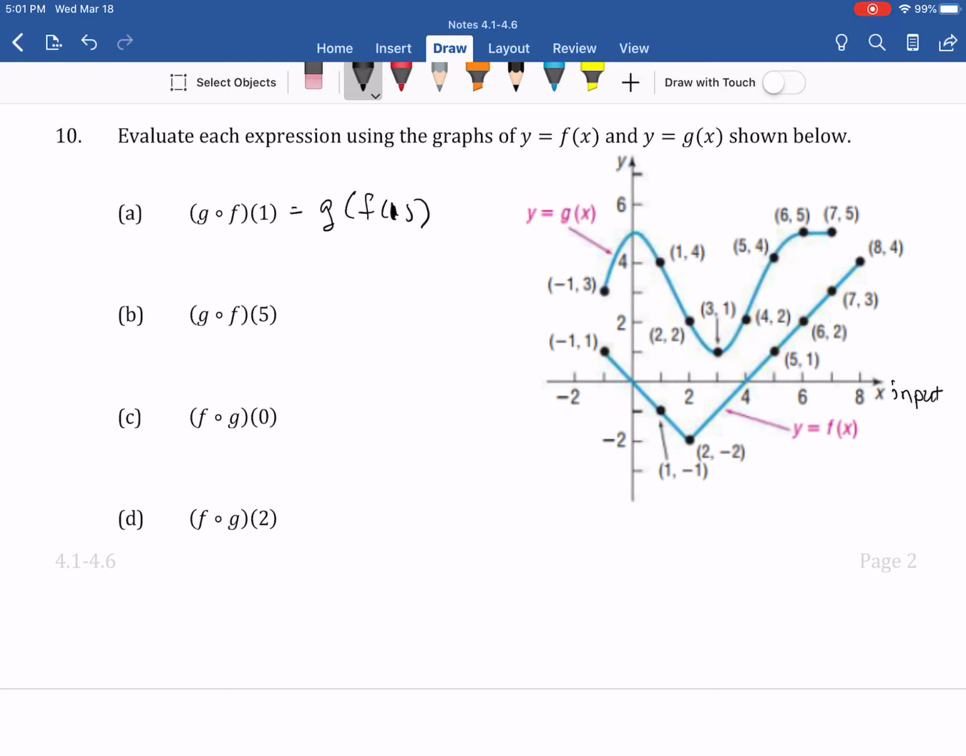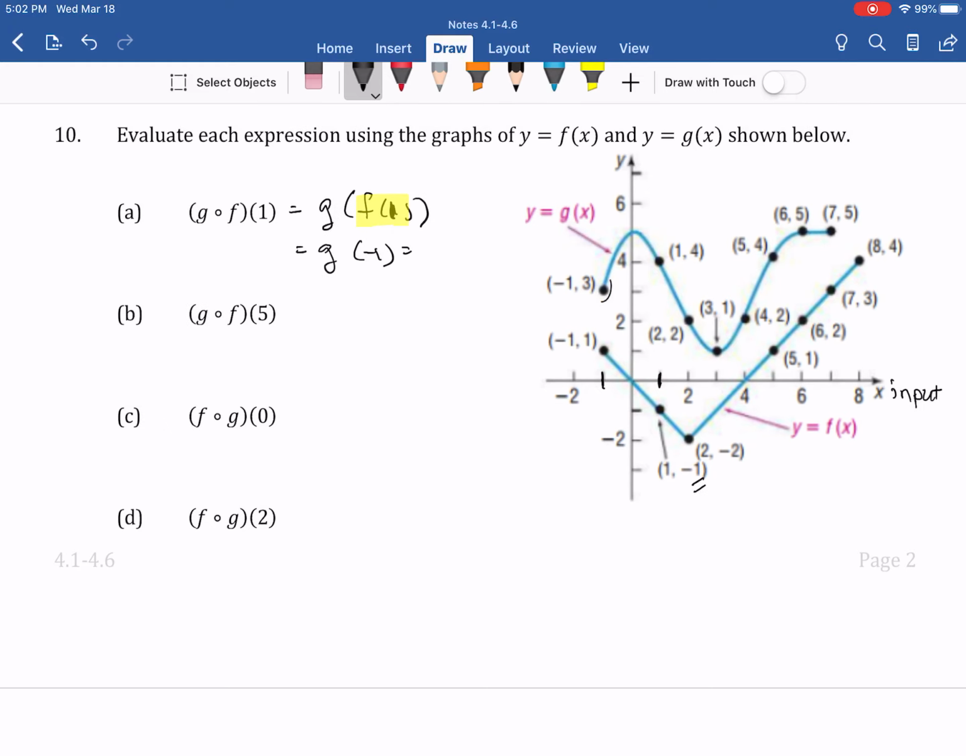So 1 is my input. This goes into function f. So make sure that when you locate x equals 1, which is here, you go to the appropriate function. We want to go down to f because we are working on this piece. Okay, so go down to function f. The output value is equal to -1. Now you put the -1 as the input into function g. That takes you all the way to here. The output value equals 3.